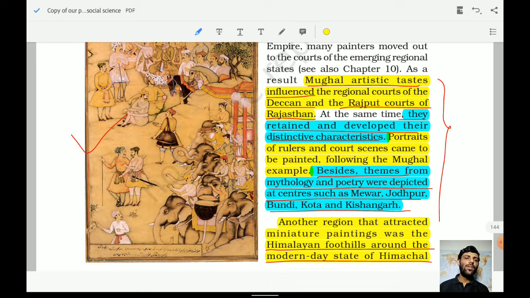Portraits of rulers and court scenes came to be painted, as we have already seen, like the different forms of hunting and socialization depicted. Apart from this, they also painted mythology, and poetry was depicted at centers such as Mewar, Jodhpur, Bundi, Kota, and Kishangarh.